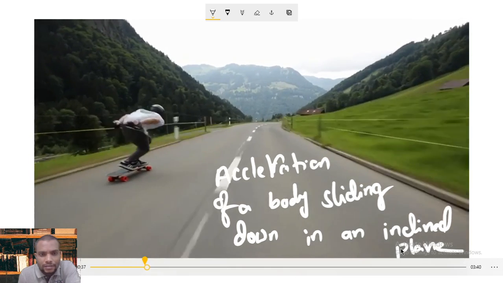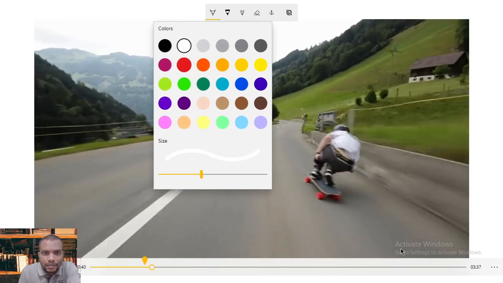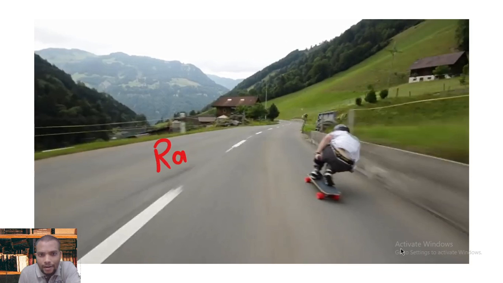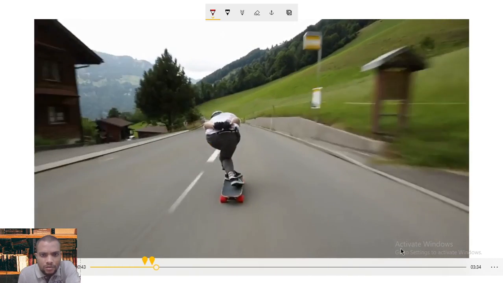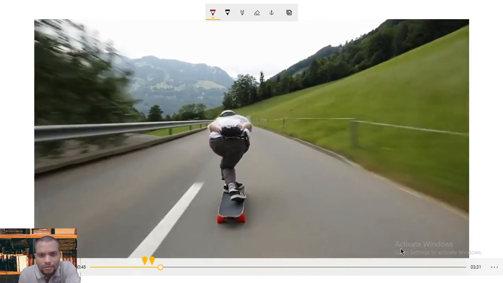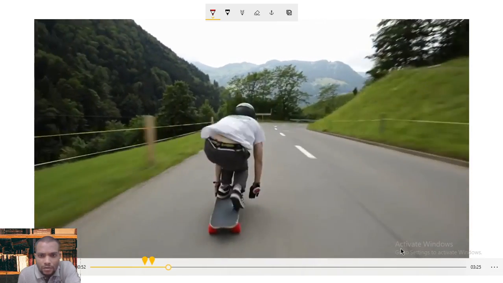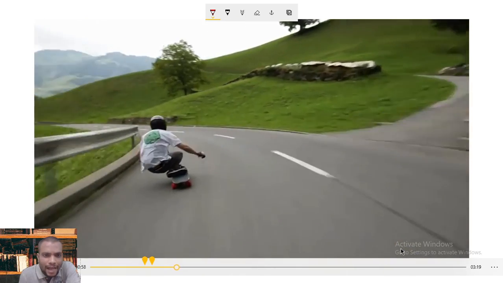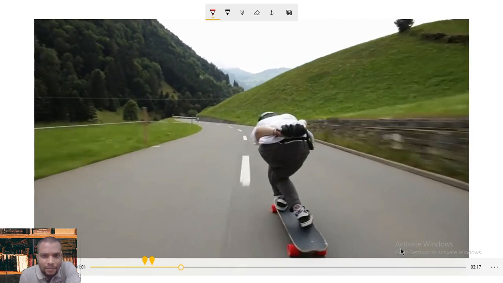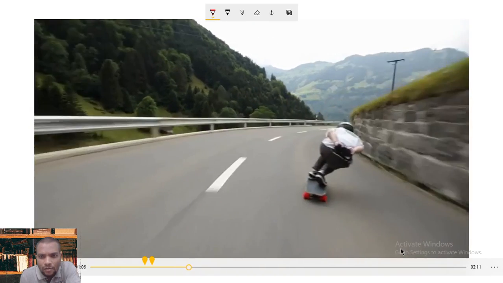What you are seeing is an adventure sport called raw run. It is a very dangerous adventure sport. All the way downhill, the skater is moving, so he is moving with velocity and he is having acceleration. That acceleration is because of the inclined plane. Let us try to find the acceleration of this moving object.